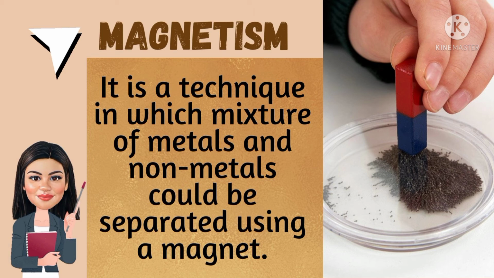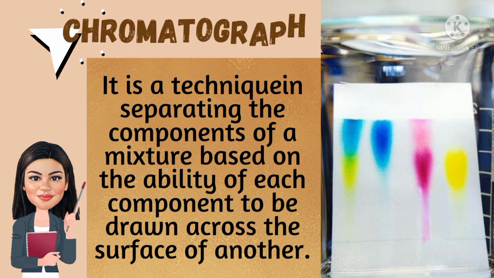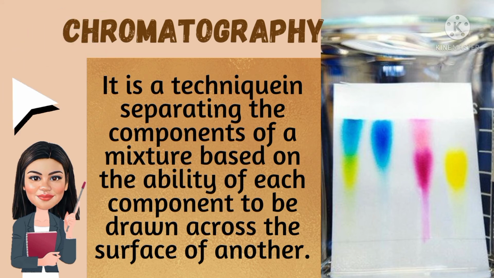Next we have magnetism. It is a technique in which a mixture of metals and nonmetals could be separated using a magnet. Like in the picture, the iron filings and sand were separated using a magnet. The last is chromatography. It is a technique in separating the components of a mixture based on the ability of each component to be drawn across the surface of another.